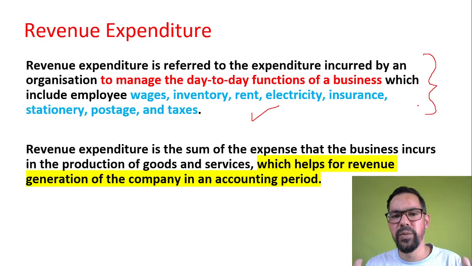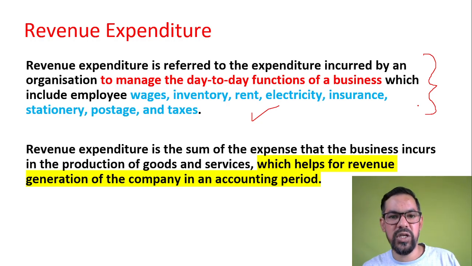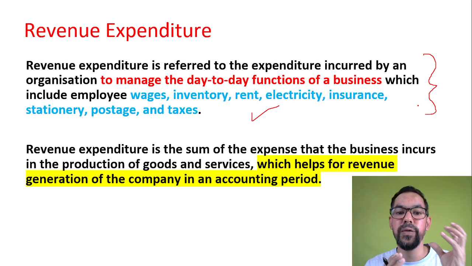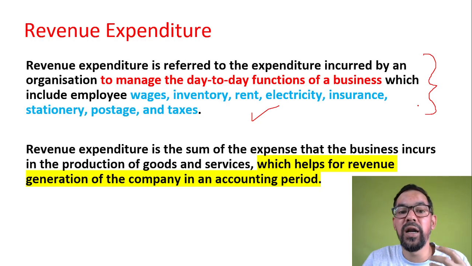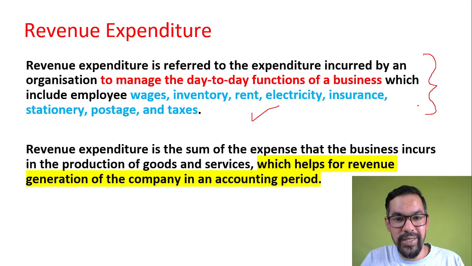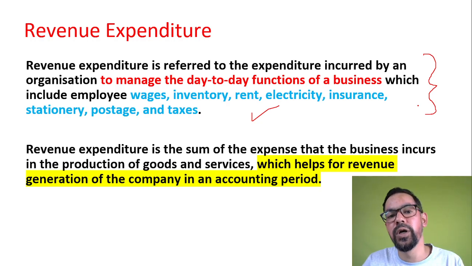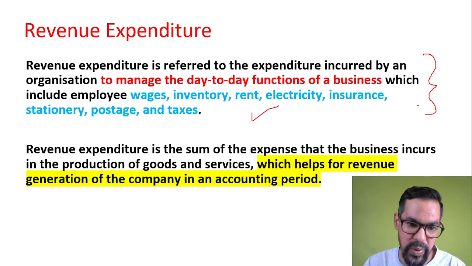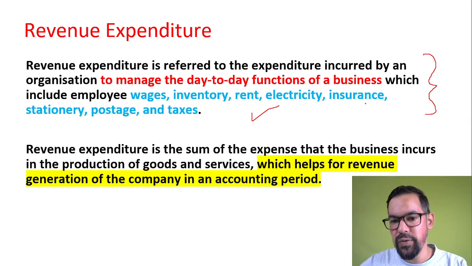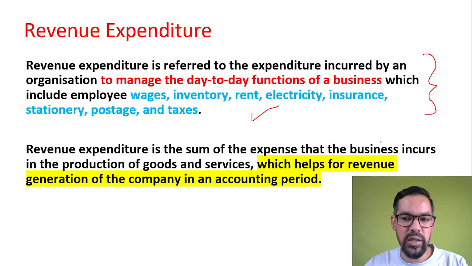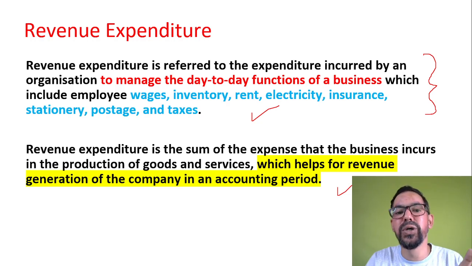This is a very simple one. You can take an example of that startup as well. First you need a few things which are generally part of capital expenditure, or long term in nature, and another one is to run that particular business, the operations of that business. We have to spend something, so that is generally part of your revenue expenditure. Revenue expenditure is the sum of the expenses that the business incurs in the production of goods and services, which help in the revenue generation of the company in the accounting period. So their age is limited to an accounting period.